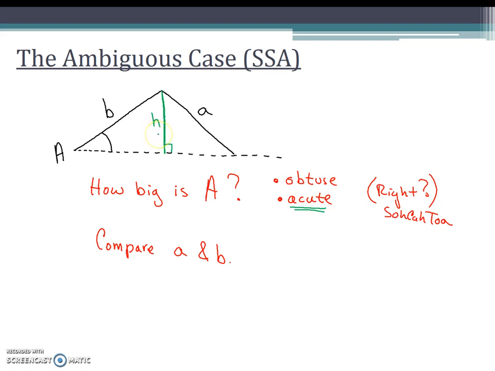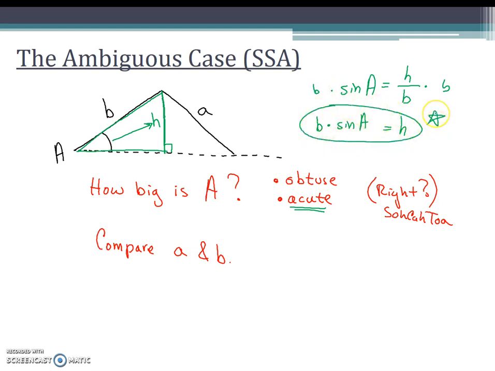But let's talk about h real quick. If you go back to SOHCAHTOA, which we just referenced, h would be the opposite side of big A. Little b here would be the hypotenuse of this green right triangle. So you could say that sine of big A is equal to little h over little b. And so that gives us a nice easy equation for h. Multiply both sides by b, and we get h is equal to b times the sine of A. And that will become relevant in this SSA case when A is acute.